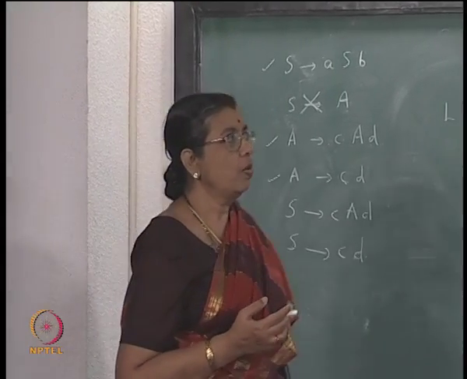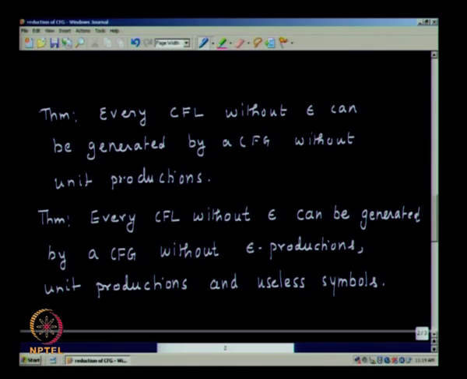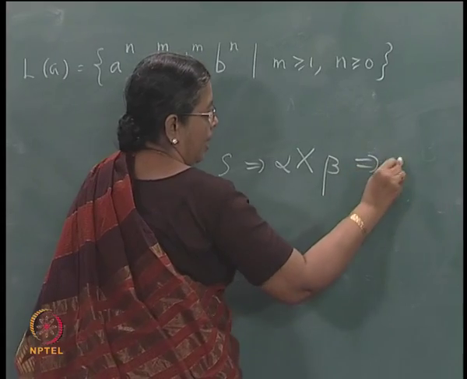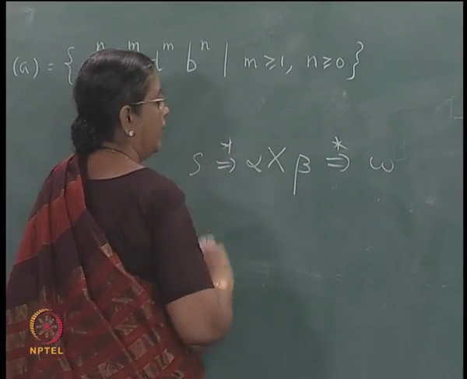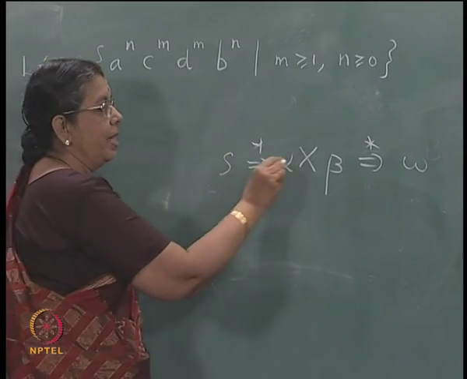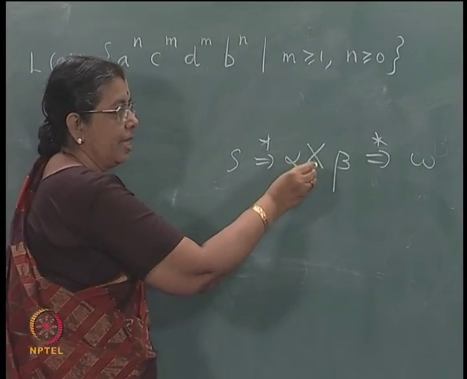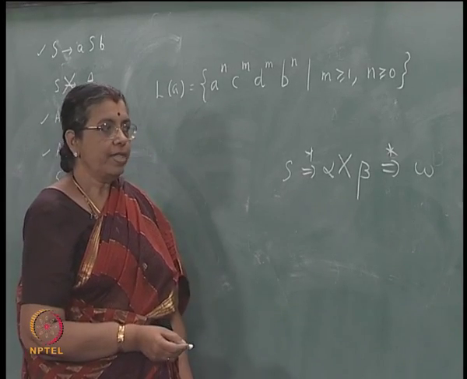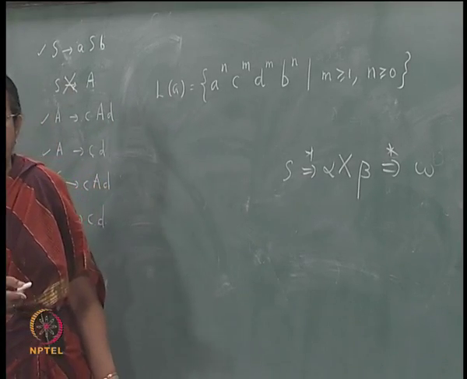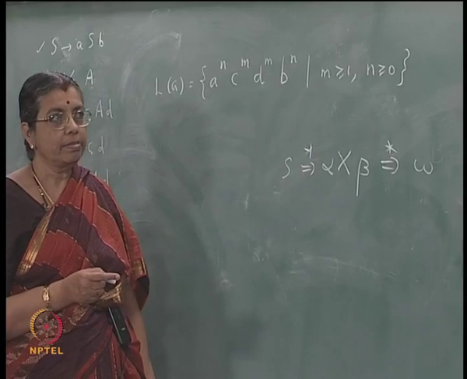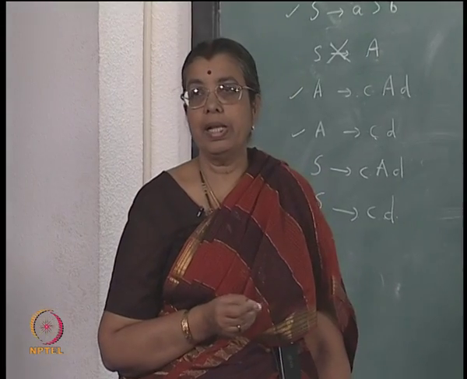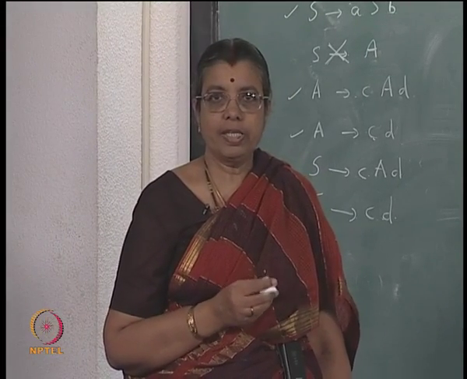So, we have seen how to remove the useless symbols, that is, every symbol x must occur in a derivation like this. From S, it should be able to reach x, and then from x you should be able to derive a terminal string. So for that we have seen how to apply two lemmas, lemma 1 and lemma 2, and you have to apply them in that particular order. The first one, make sure that from every non-terminal a terminal string is derivable. The second one, make sure that every symbol is reachable from S.